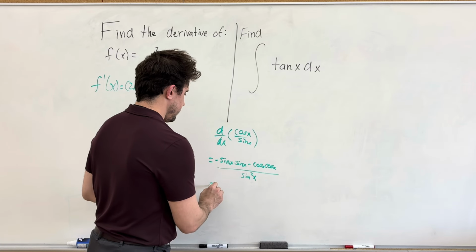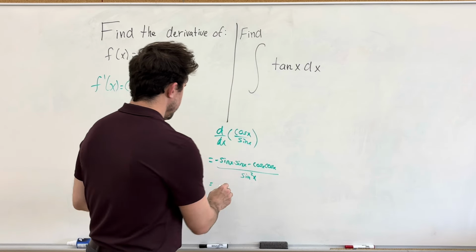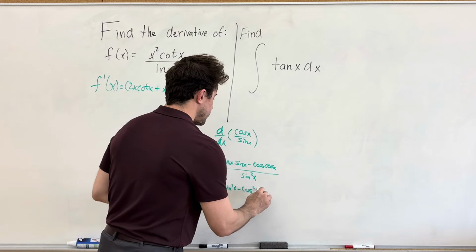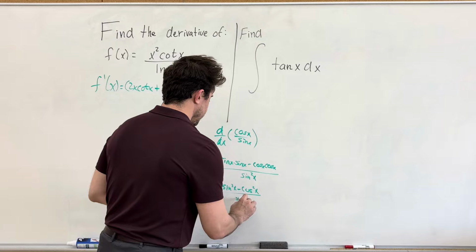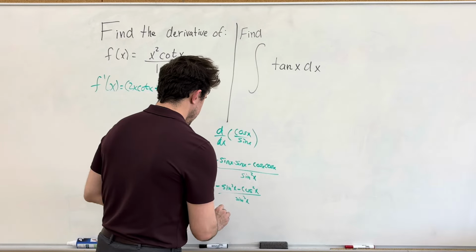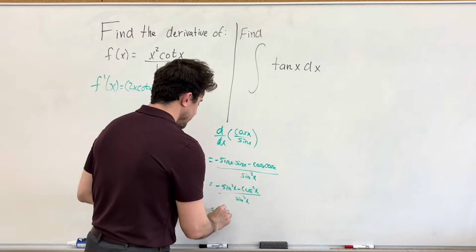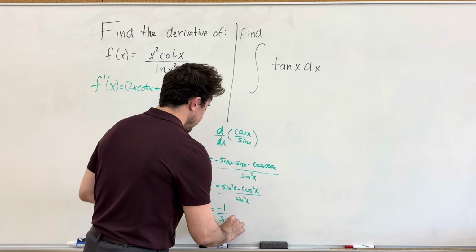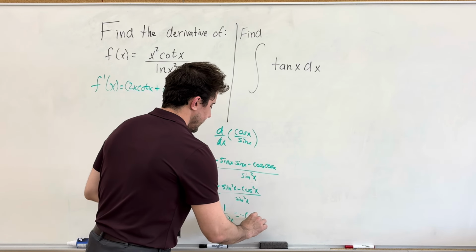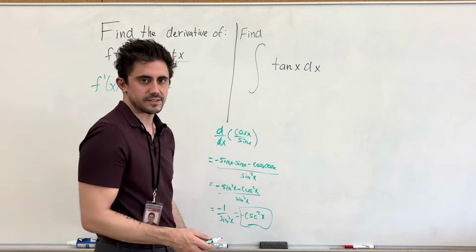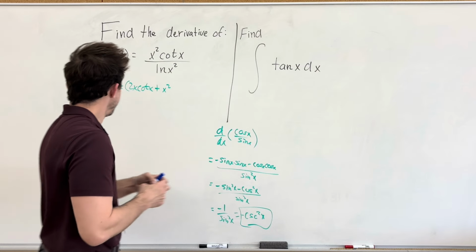And that's negative sine squared x minus cos squared x, all over sine squared x. That means that's negative sine squared plus cos squared, so that's negative 1 over sine squared, and that's negative cosecant squared x. Nice little real-time derivative here.